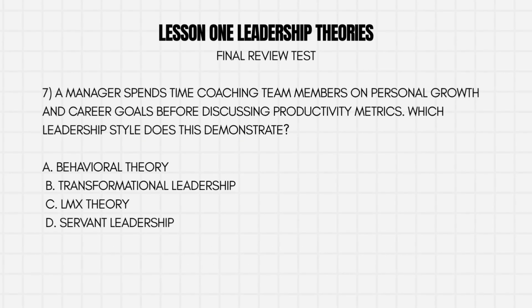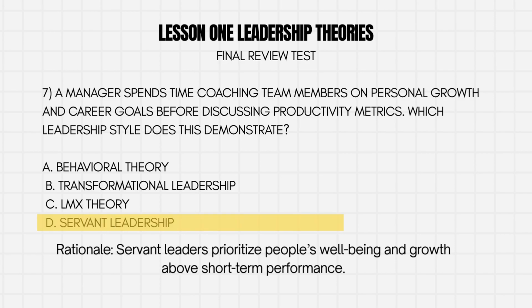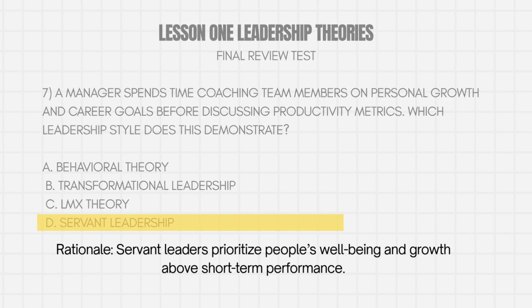Question 7. A manager spends time coaching team members on personal growth and career goals before discussing productivity metrics. Which leadership style does that demonstrate? A. Behavioral theory. B. Transformational leadership. C. LMX theory. Or D. Servant leadership. The answer is D. Servant leadership. Servant leaders prioritize people's well-being and growth above short-term performance.